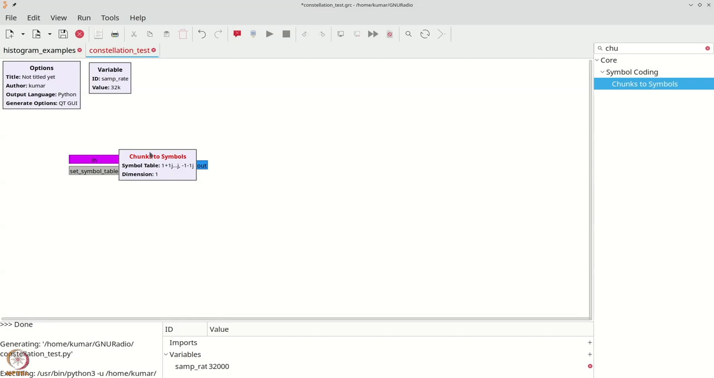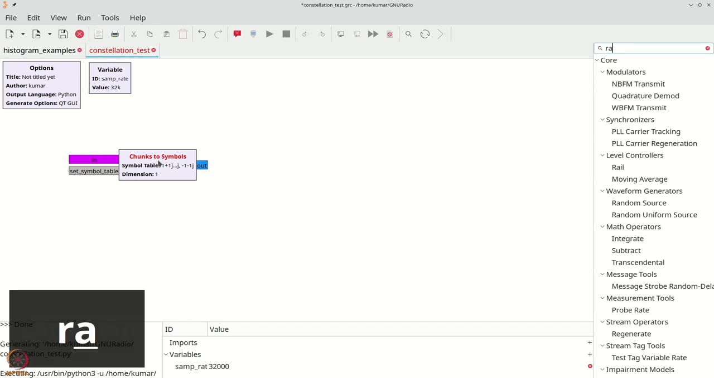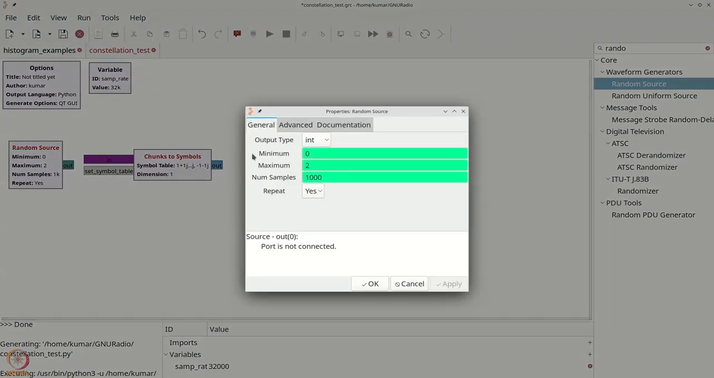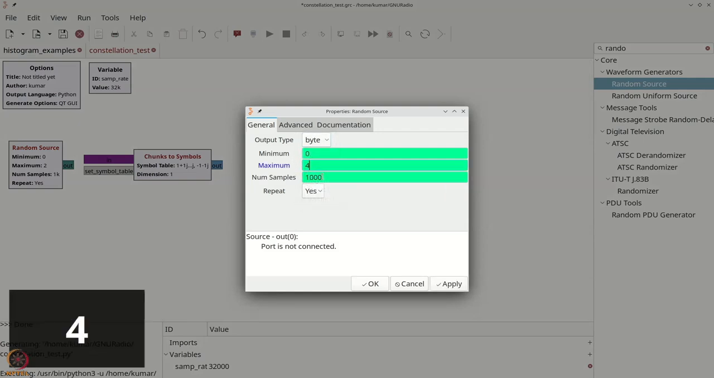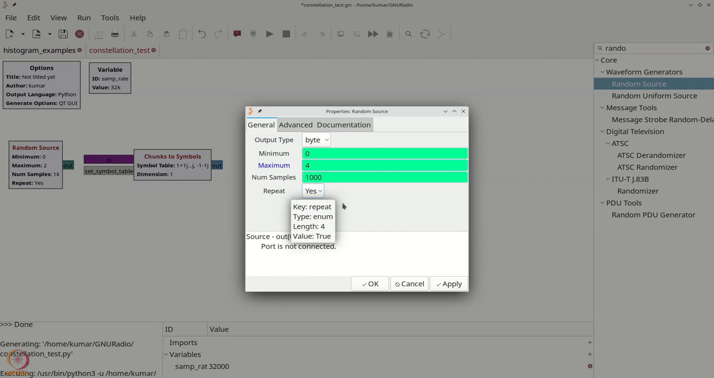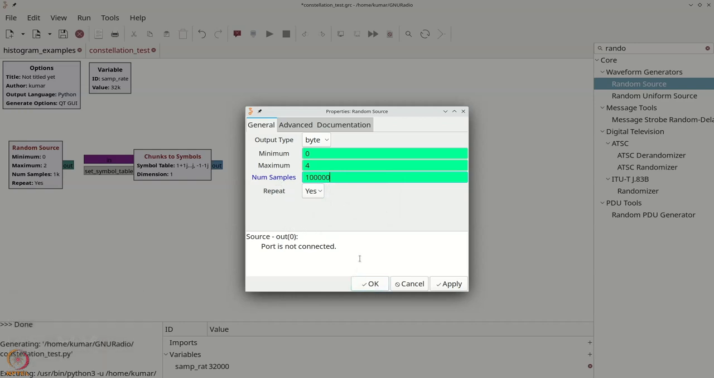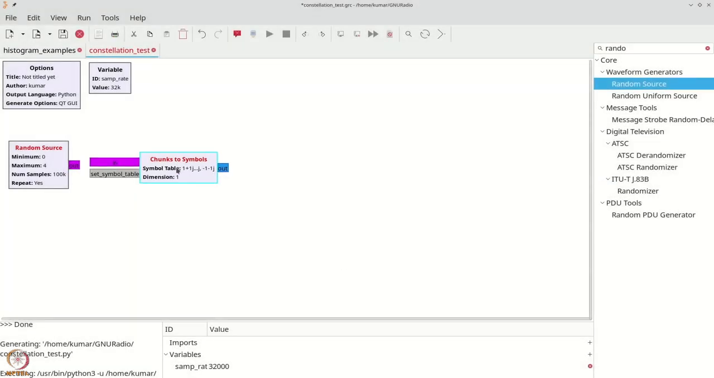Now, in order to actually create these symbols randomly, we are next going to introduce a random source. So I'm going to say Ctrl F or Command F and type random, and we will get the random source, place it in the beginning. And we will make the random source output a byte, which is one of 0, 1, 2 or 3. Now, as you have seen in the previous lecture, one issue with the random source is that it will only output the same sequence of random values again and again repeatedly. So to ensure that we have enough randomness, we will just make the size of this larger, to 100,000. That will ensure that the sequence does not have too few random values that keep repeating. At least there is a sizable number of random values. We say okay. We connect the random source to the input of the chunks to symbols.